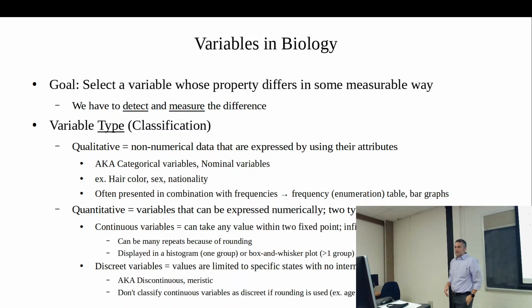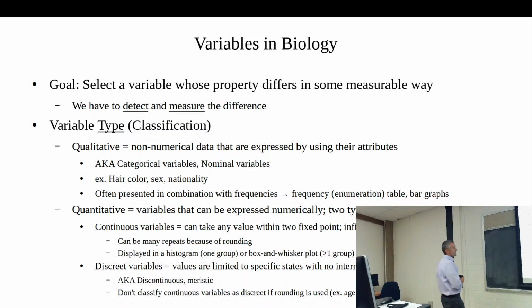Our qualitative variables are all of those variables that are non-numeric data, and they're expressed using their attributes. Examples: hair color, sex, nationality. Those are inherently non-numeric, but they have attributes, and they're classified. Variable types that are qualitative include categorical variables and nominal variables, which basically mean the same thing. We refer to their attributes, their categories.